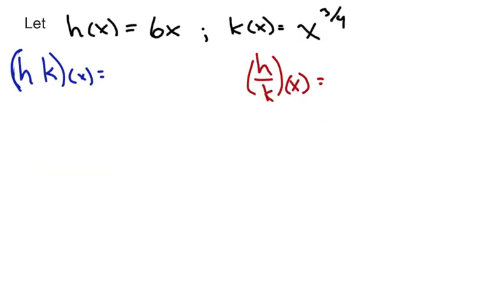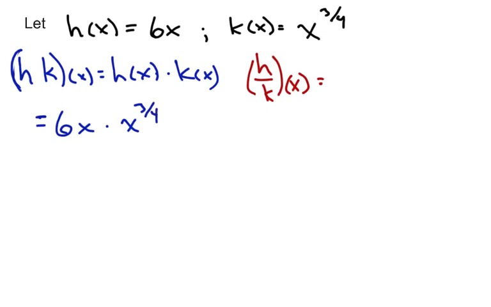Let's use h and k to multiply and divide. If we're going to multiply h times k of x, that's h of x times k of x. So 6x times x to the 3/4. And remember, when we multiply two exponents with the same base, we just add their powers. So 1 plus 3/4 is 7/4.